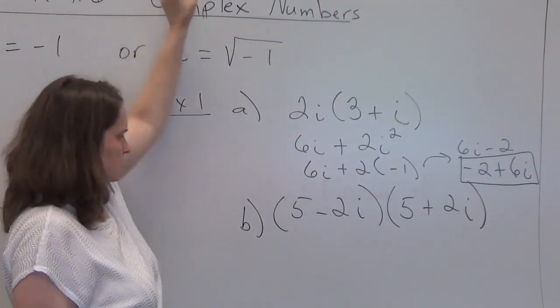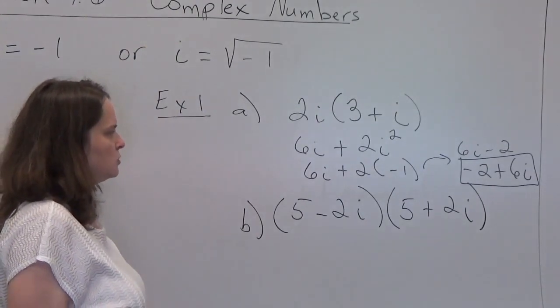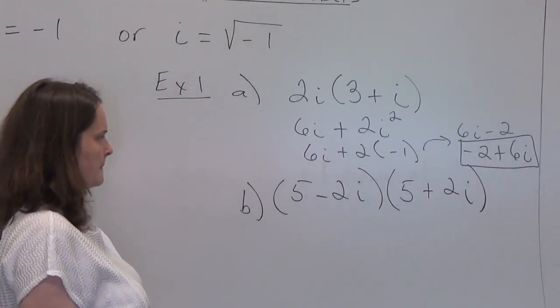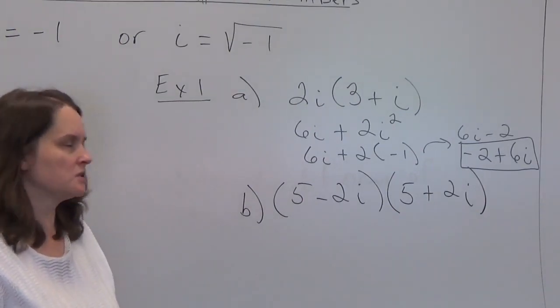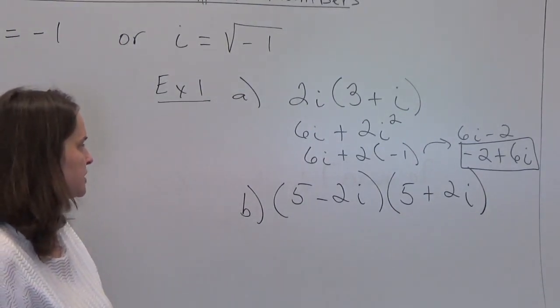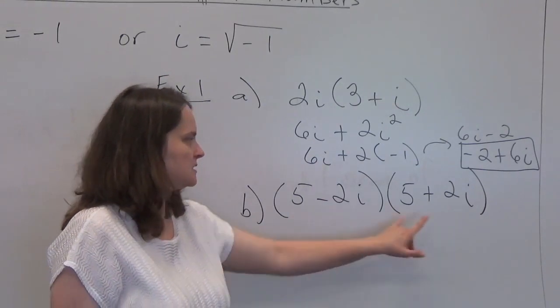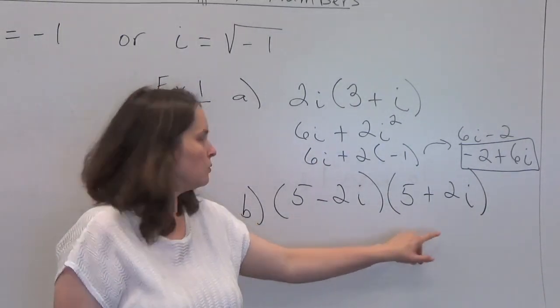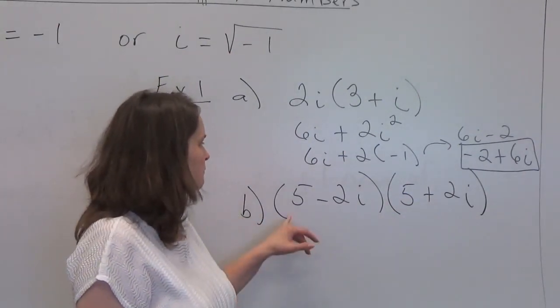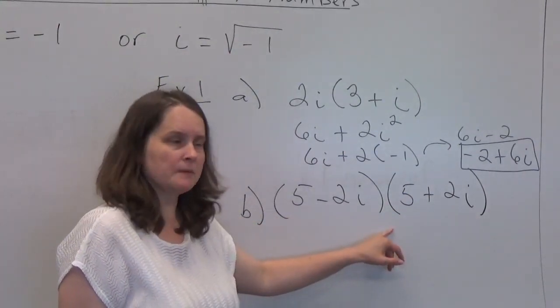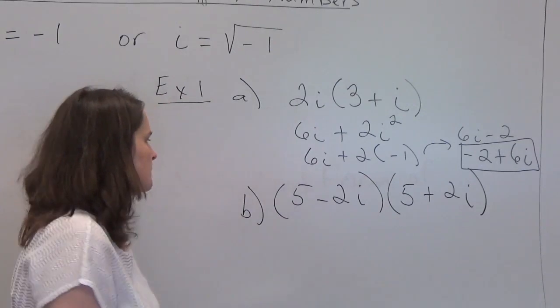For part b, we're multiplying 5 minus 2i times 5 plus 2i. All right, you may recognize these as conjugates. We've talked about conjugates already. Remember, conjugates have the exact same terms inside each binomial. The only difference is that the middle signs are opposite. So we're going to go ahead and FOIL this because these are binomials. 5 times 5 is 25.